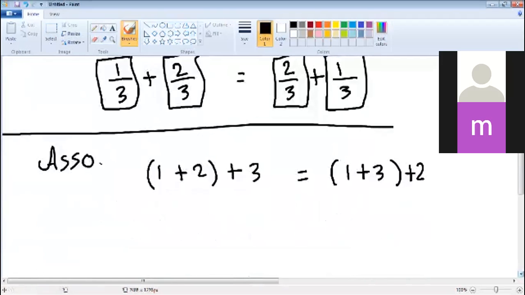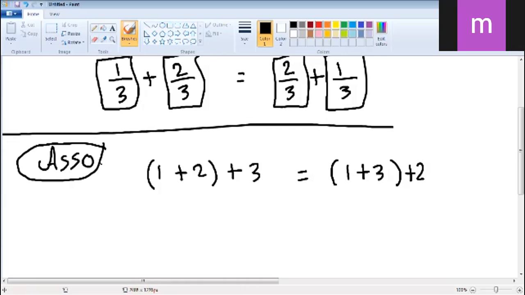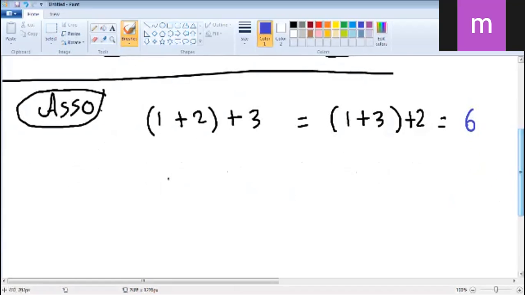Okay, then associative property, 1 plus 2 plus 3 is like 1 plus 3 plus 2. Do you have an agreement? Yes. 1 plus 2 plus 3 is like 1 plus 3 plus 2. What is the answer of them? 1 plus 2 equals 3, plus 3 equals 6. That's right.